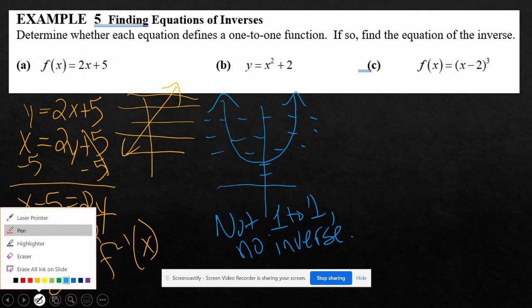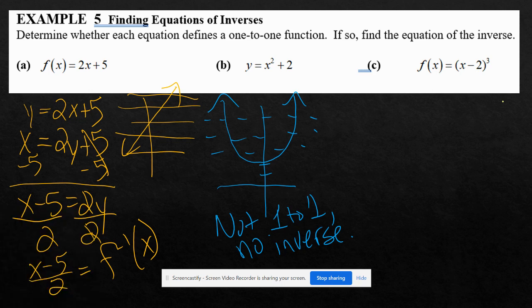Letter C, if I plug that into my graphing calculator, I get this. And that does pass our horizontal line test. Remember, f of x is y, so this is what we have sitting there right now. Y equals x minus 2 to the third power. Swap x and y.